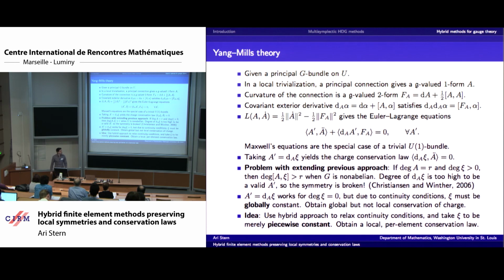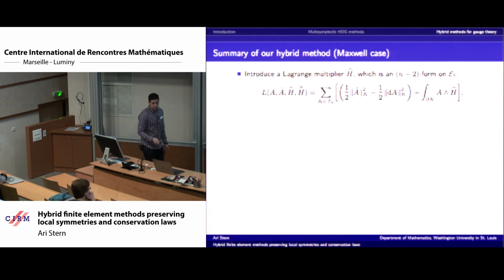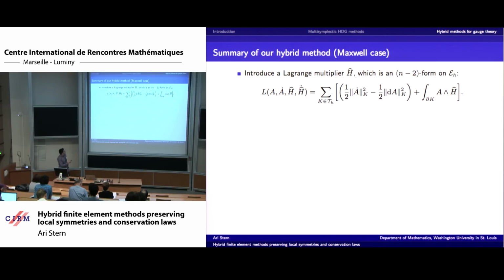So our idea was to use a hybrid approach that allows us to take xi to be piecewise constant, and that does in fact give us a local conservation law. So just, and this is my last slide. Our idea is to take a hybrid approach and introduce this new Lagrange multiplier H hat, and this really is like the magnetic field H that you'll see in Maxwell's equations, sort of an approximate trace to it. We relax continuity on A, and we add this sort of penalty term to the Lagrangian.